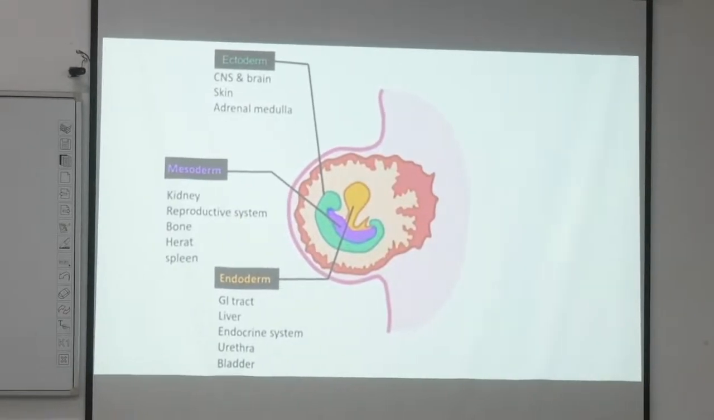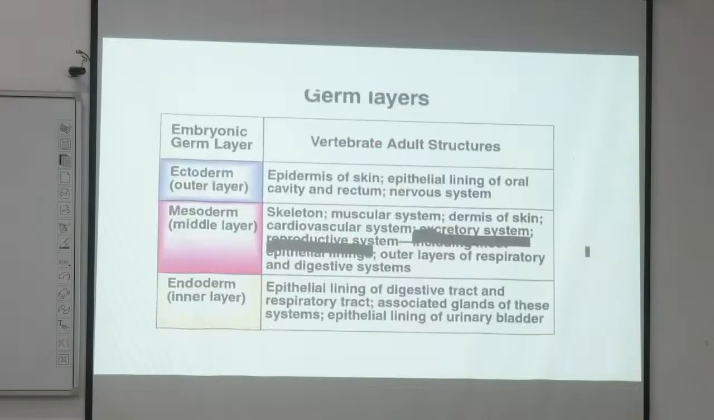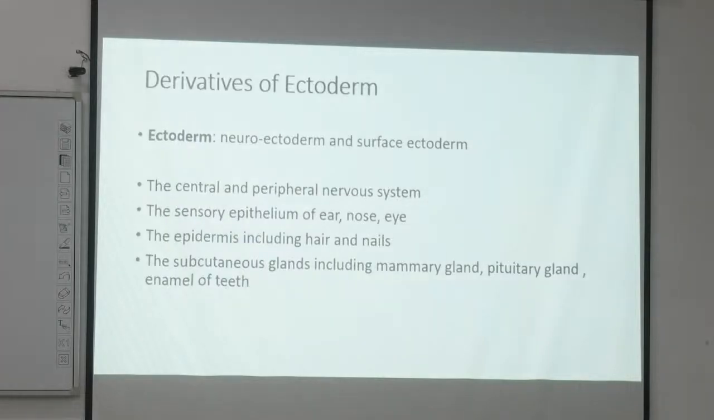We call them derivatives of germ layers, which surfaced last year as a 14-mark question about embryological development. This question surfaced in the examination in the previous year. As an exam area it's not that important, but you have to know it because it might surface again as a short note.